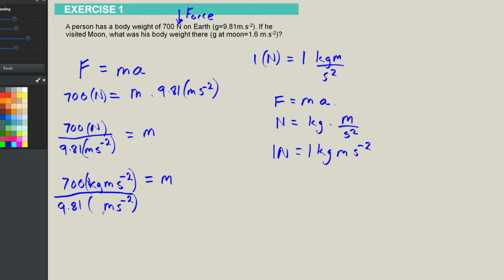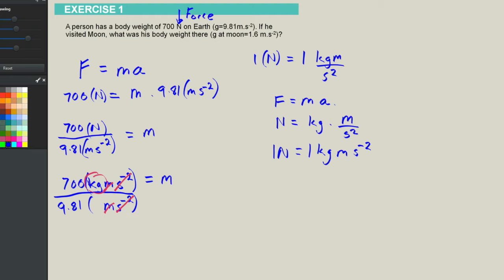Our meters will cancel out with meters. Our per second squareds will cancel out with each other. If they didn't cancel out, just expand it and work it out individually. We'll be left with kilograms, which is what our mass will be measured in.